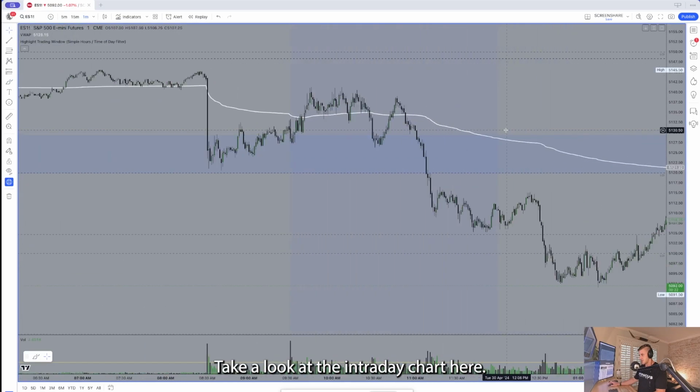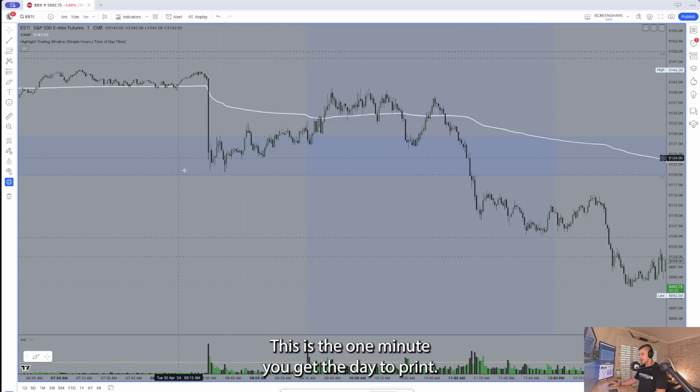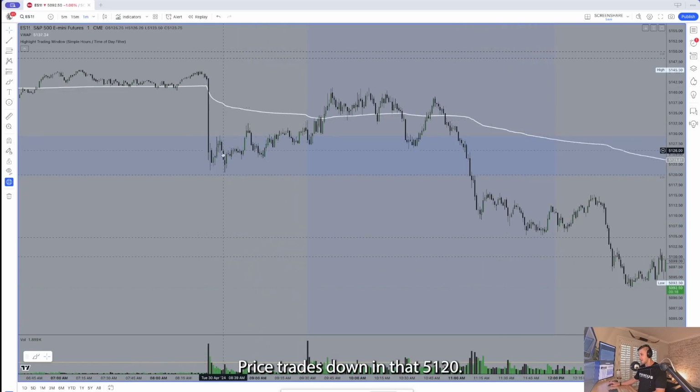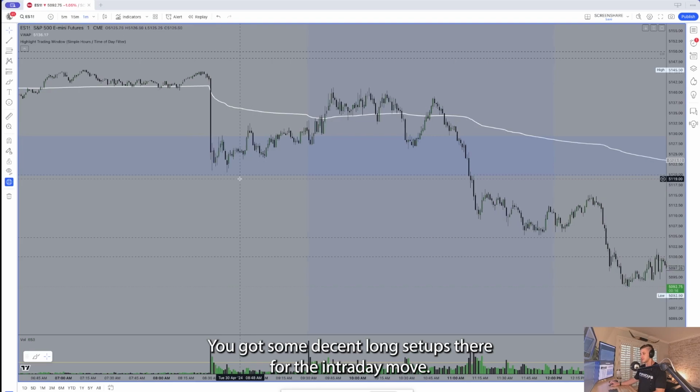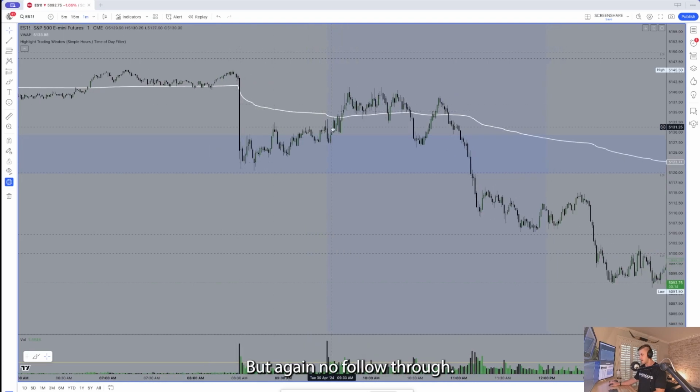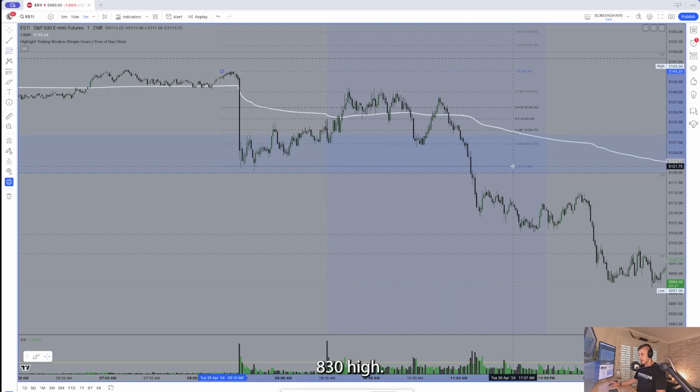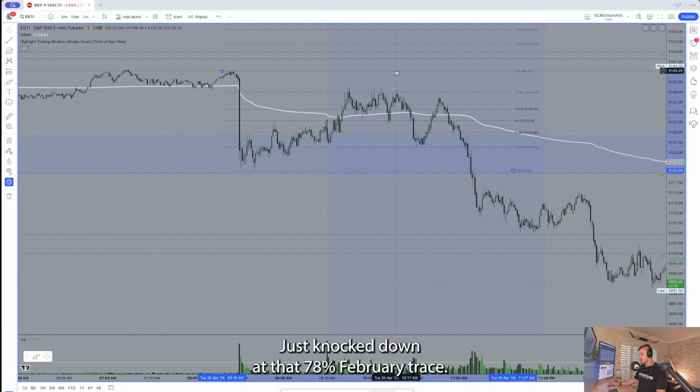So we get that data print. Take a look at the intraday chart here. This is the 1 minute. You get the data print. Price trades down into that 5120. You got some decent long setups there for the intraday move. But again, no follow through. It does not even test that pre 8:30 high. Look at the fib right through here. Just knocked down at that 78% fib retracement.